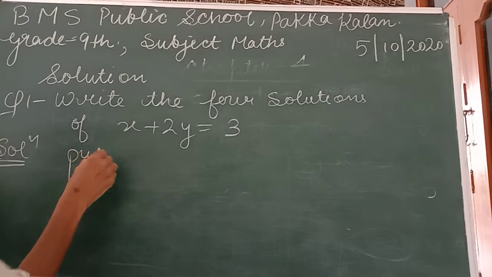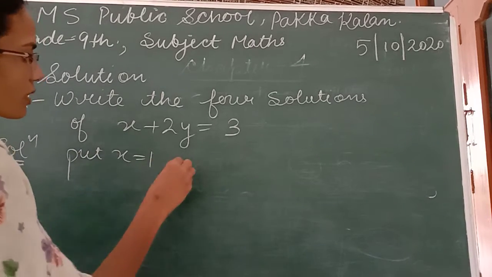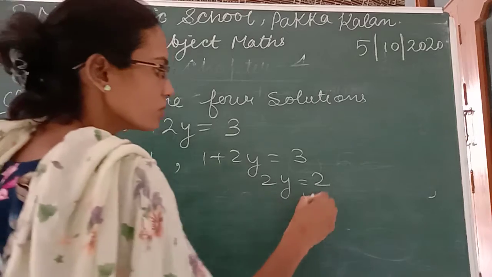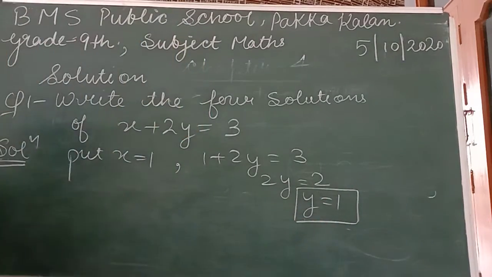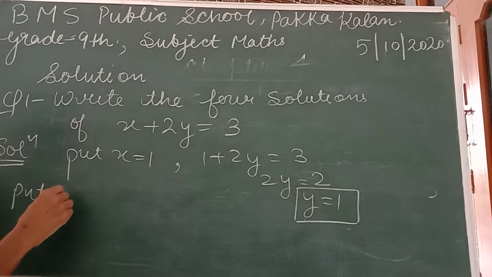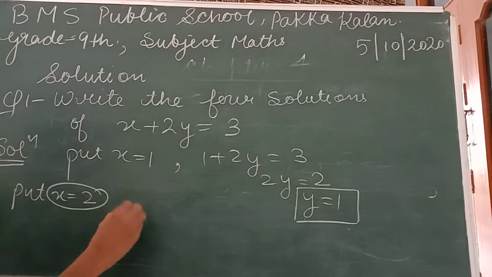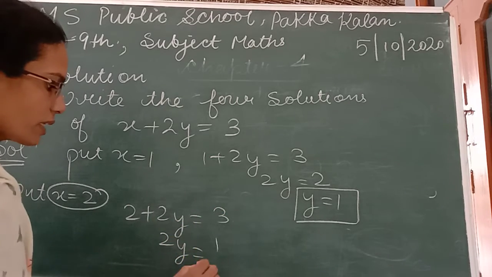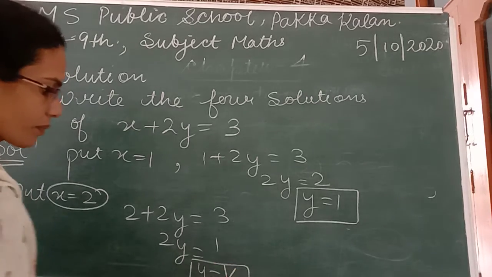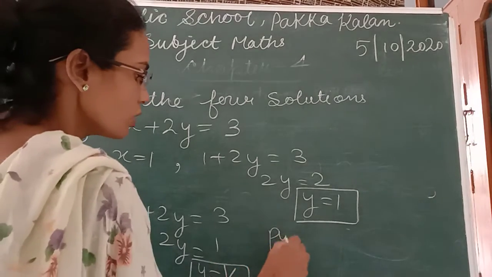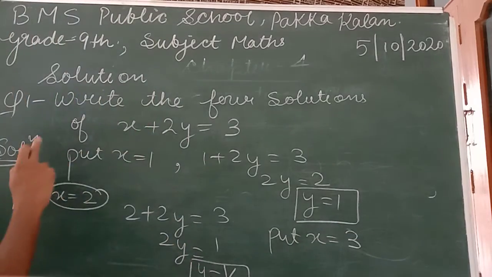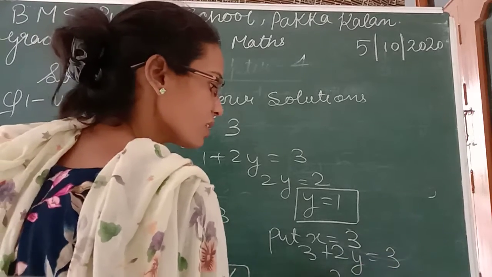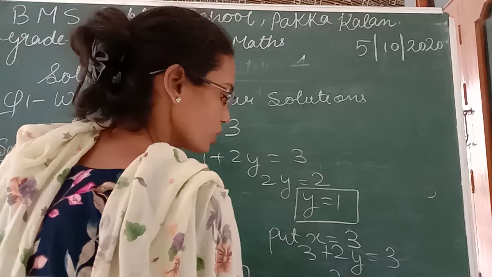Put x is equal to 1. Then we get 1 plus 2y is equal to 3, so 2y is equal to 2 and y is equal to 1. Next, put x is equal to 2: 2 plus 2y is equal to 3, 2y is equal to 3 minus 2, which is 1, so y is equal to 1 by 2. Next, put x is equal to 3: 3 plus 2y is equal to 3, 3 minus 3 is 0, 2y is equal to 0, so y is equal to 0.